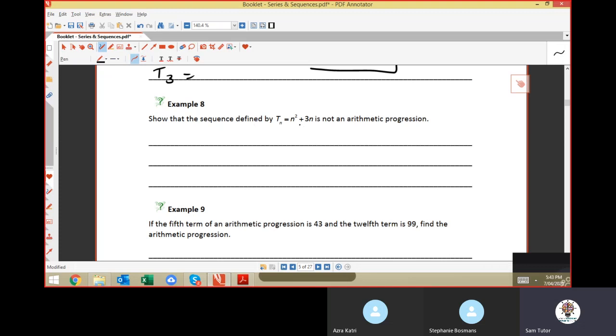Show that the sequence defined by this is not an arithmetic progression. Okay, hopefully it doesn't work out. So go and do the same thing.